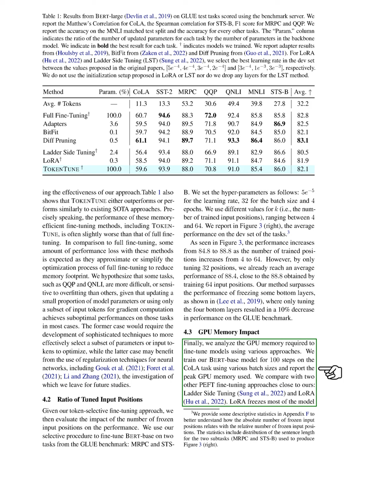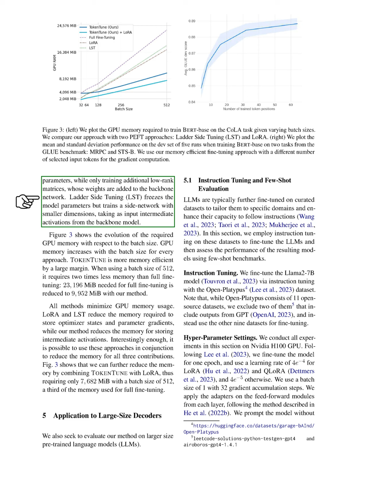Next, we analyze the GPU memory requirements for fine-tuning models using different methods. We train our BERT base model for 100 steps on the COLA task with various batch sizes and report the peak GPU memory usage. We compare our method with two similar fine-tuning approaches, ladder-side tuning and LoRa. LoRa freezes most model parameters and only trains additional low-rank matrices, while ladder-side tuning freezes parameters but trains a smaller side network using intermediate activations.